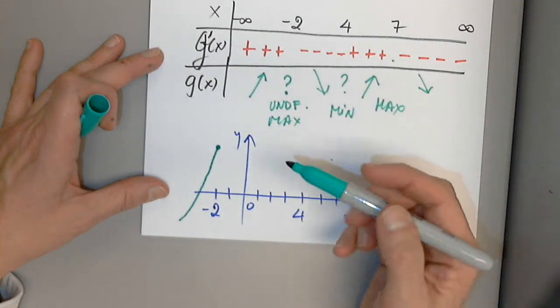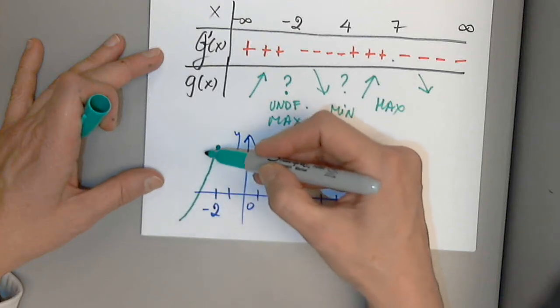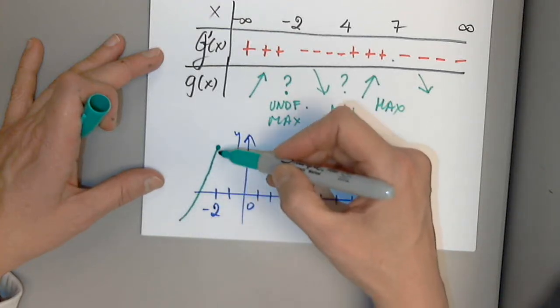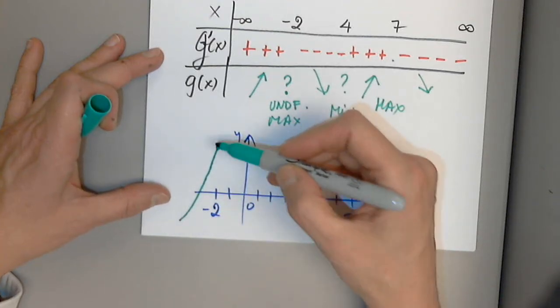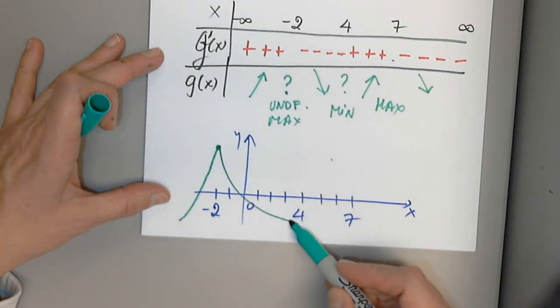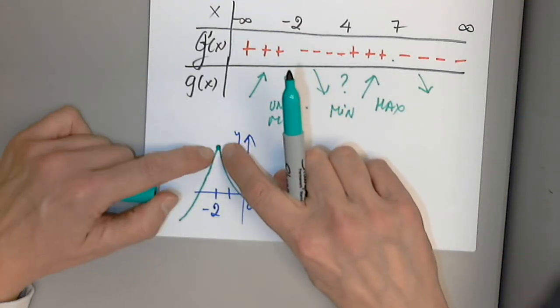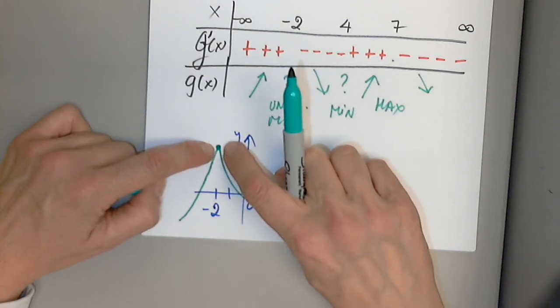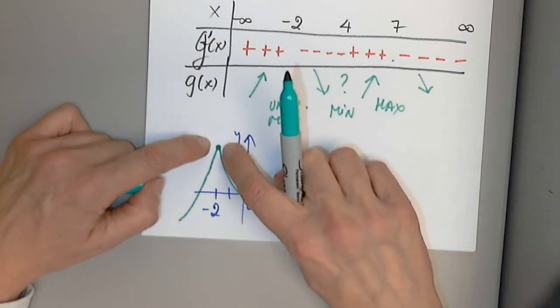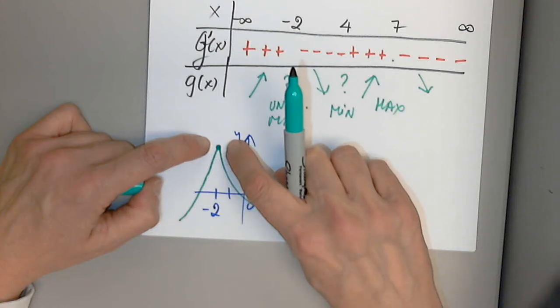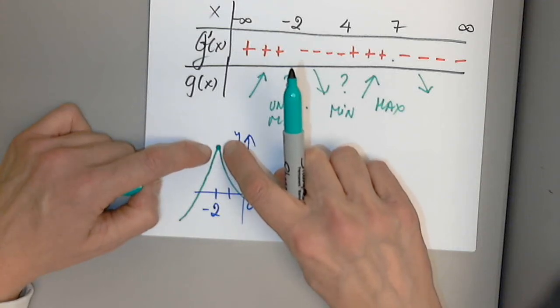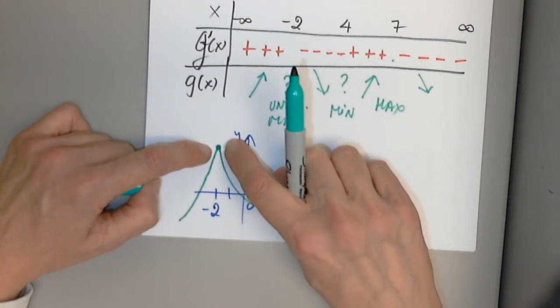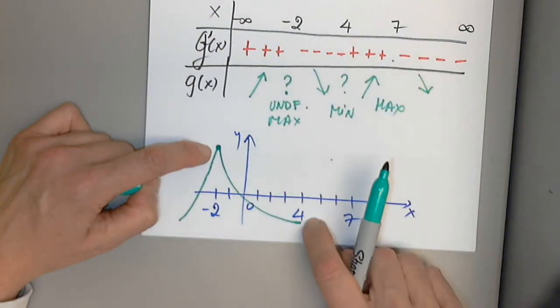Then it's decreasing. You could have graphed it with a maximum, or like I graphed it, with an undefined situation. The derivative here, it's a corner or a cusp. The derivative does not exist, but it's a local max because the function exists. Okay, then I have a local min.